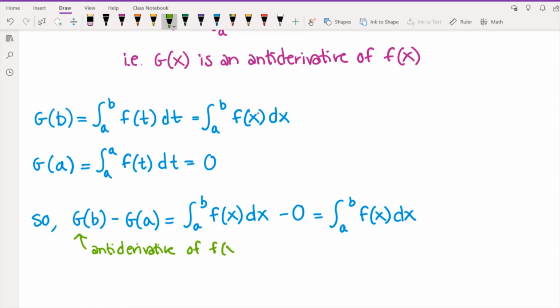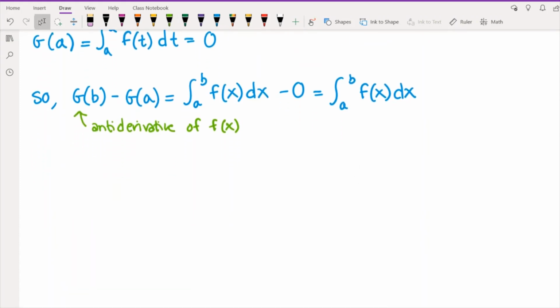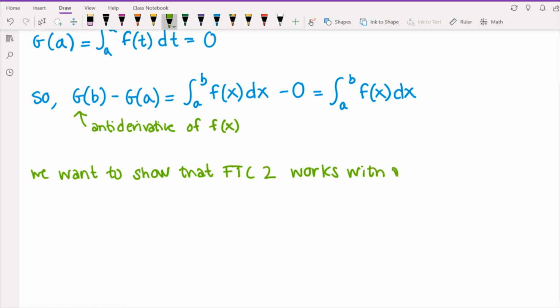of f of x. However, it's a very specific antiderivative, right? It's the area function antiderivative. And we want to show that this is true for any antiderivative. So there's one more step that we need to take to really finish off this proof. So we want to show that FTC2 works with any antiderivative of f of x. So how are we going to do that?